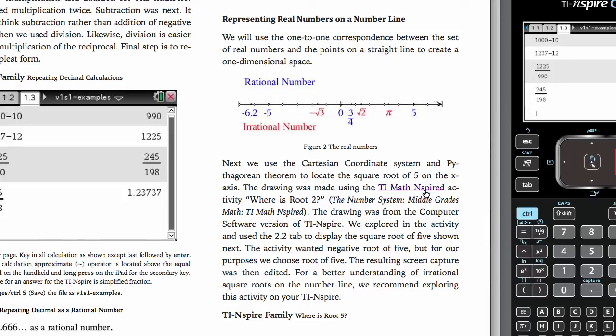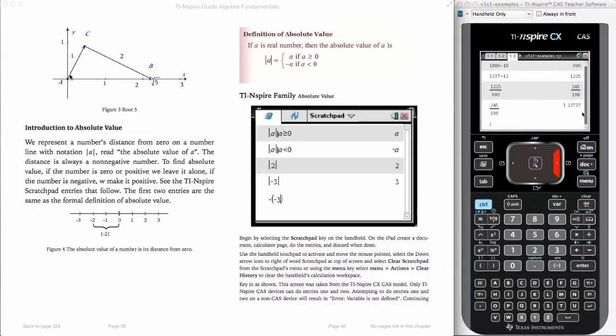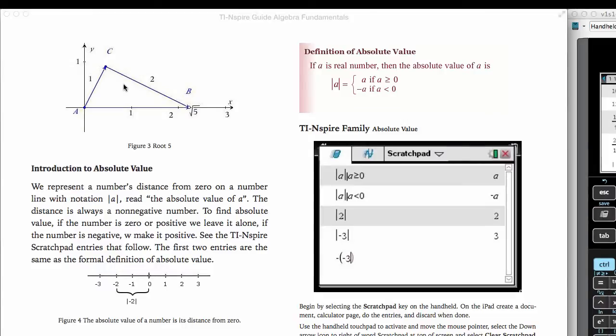The TI-Nspire has a bunch of activities, so if you click on this link, it will take you out to TI's page where they will have some activities that you can do to explore this. One of the activities they have is where you set up a triangle, and this is a Pythagorean theorem. So if we have 1 squared plus 2 squared, so that would be 4 and 1 is 5, then this would turn out to be the square root of 5. So we can actually locate the square root of 5 on our number line. This is taken from the computer software version of the calculator. So again, you could go out there and explore the computer software version.